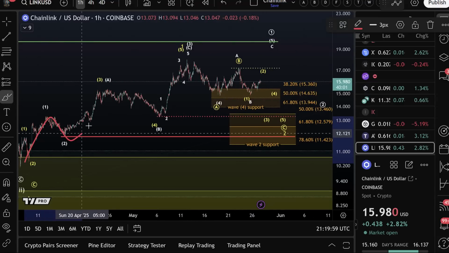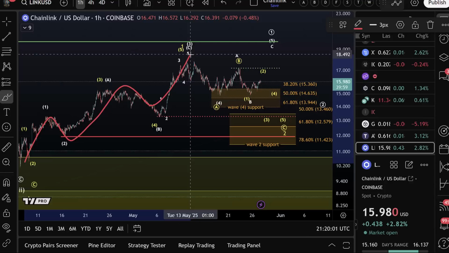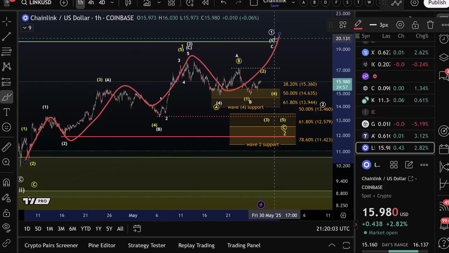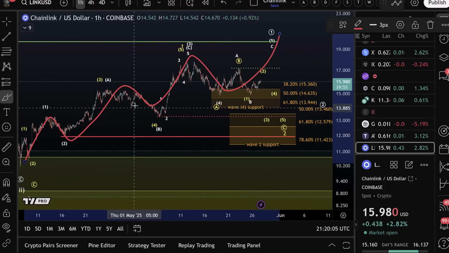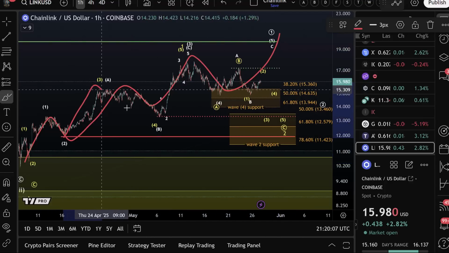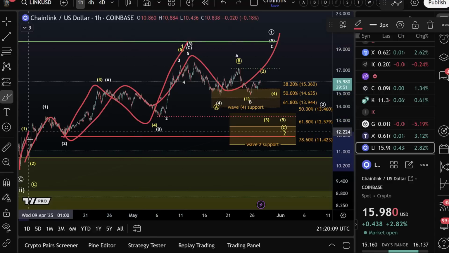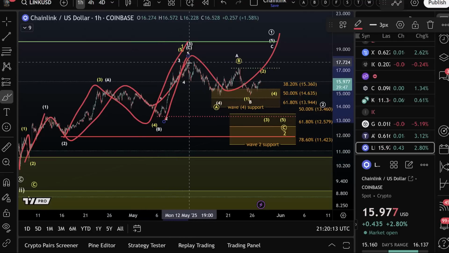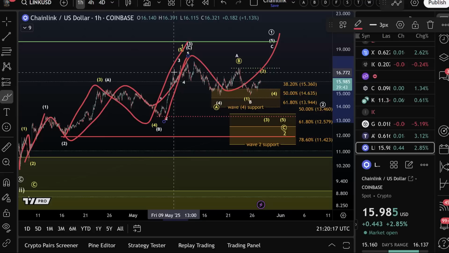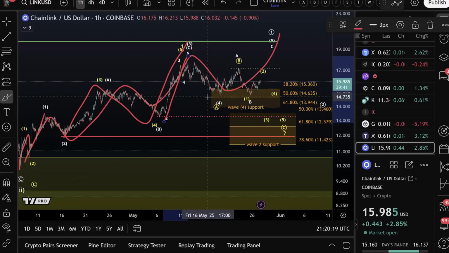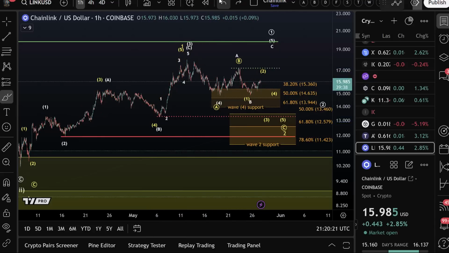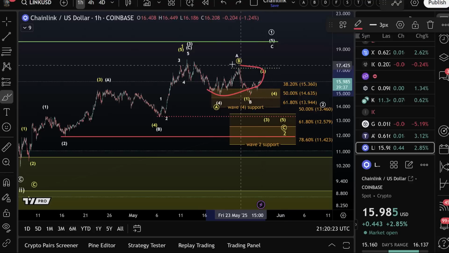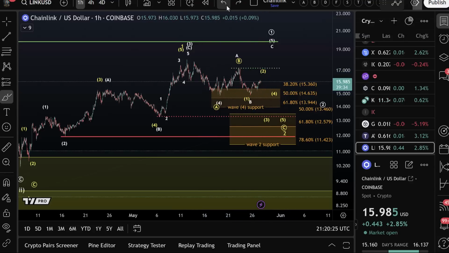1, 2. This is a diagonal pattern. 3, 4, 5. It kind of makes sense as a diagonal pattern because the third wave is an ABC structure, like the wave 1 as well. And in this C wave, we have 5 waves in the third wave. That makes sense as well. So it can be counted quite well as 5 waves still in the making. I just don't have any confidence in the microstructures we see here. I see a lot of messy charts at the moment.